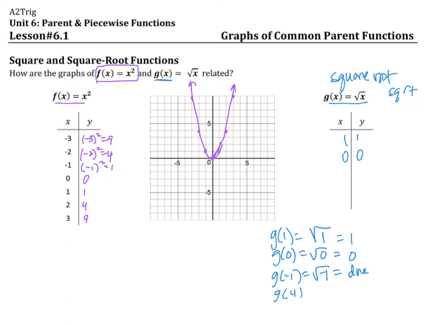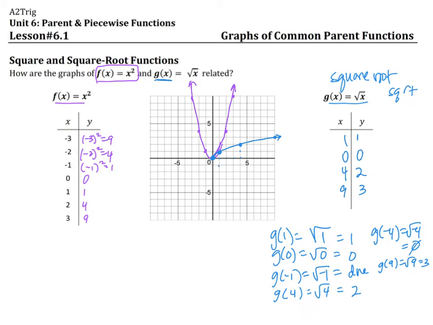Okay, well, let's try a different value. How about 4? I'm choosing 4 because 4 is a perfect square. The square root of 4 is 2. So when I plug in 4, I'm going to get 2. Can I plug in negative 4? No, we just said the square root of a negative number does not exist. So far I have 0, 0, 1, 1. I go to the right 4, up 2. And then hopefully the next number you're saying that would make sense would be 9, because the square root of 9 is 3. So I would go to the right 9, up 3. And this is all we're going to get when we graph the function of the square root of x.